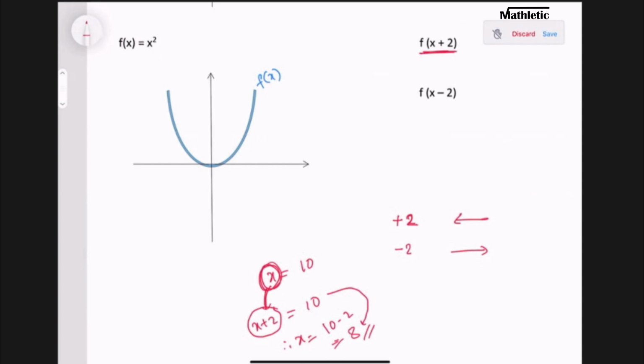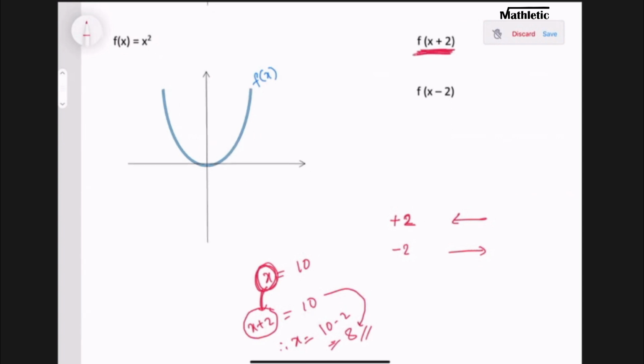If you add plus 2, it means the graph will shift 2 units leftward. So this 0 will be at minus 2, and so on for each and every single point. This point will be somewhere over here. This point will be here. All the coordinates are shifted leftward.